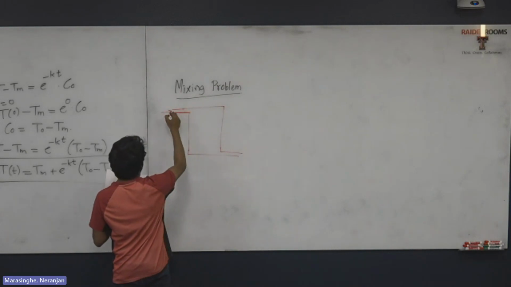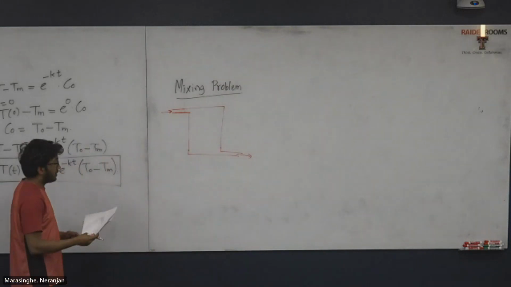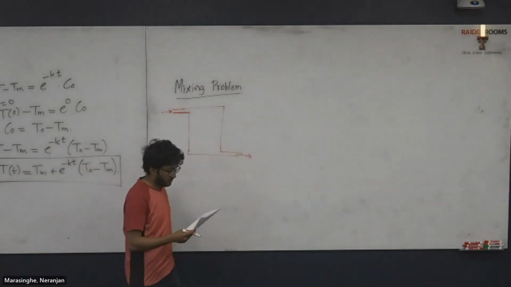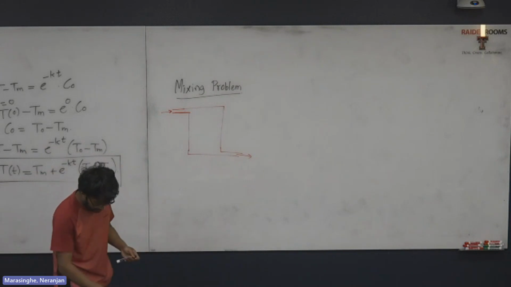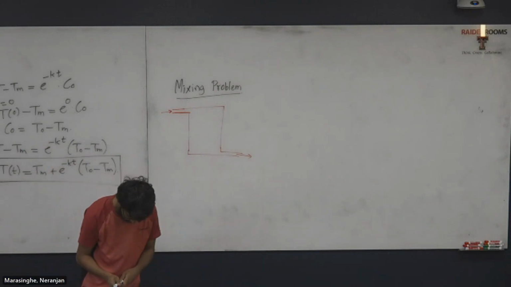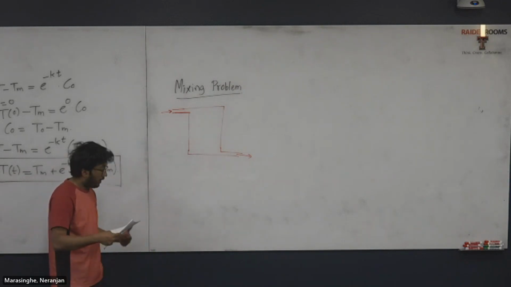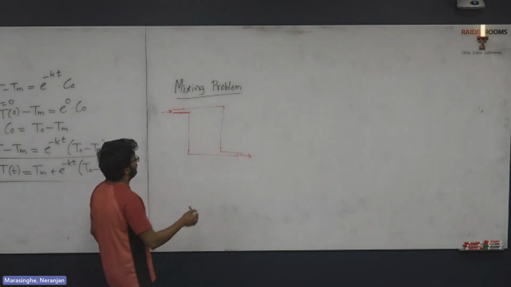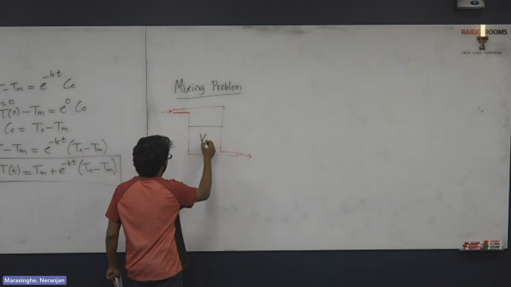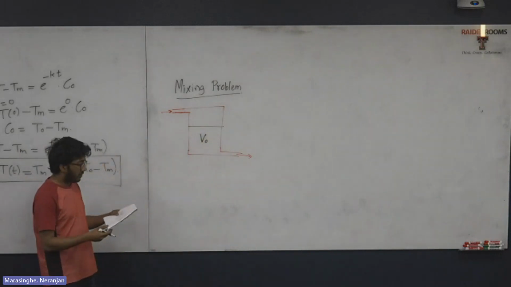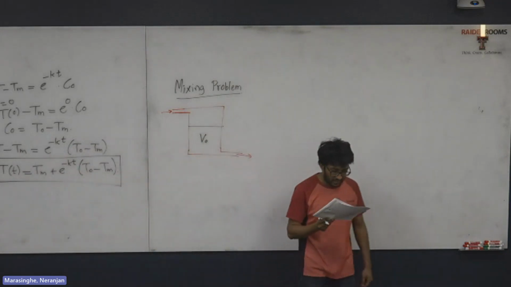You can input fluid from this side and output fluid from this side. Right? You have an inlet and an outlet. Initially this tank is filled to a volume of V naught. So the initial volume is V naught, and there's a salt concentration in this tank.